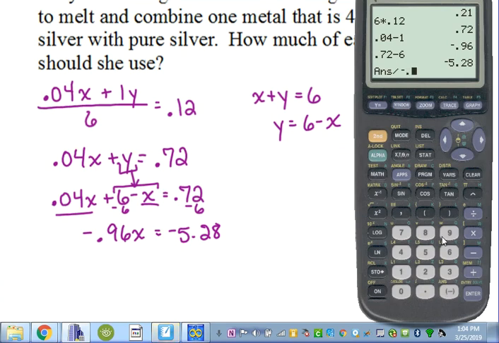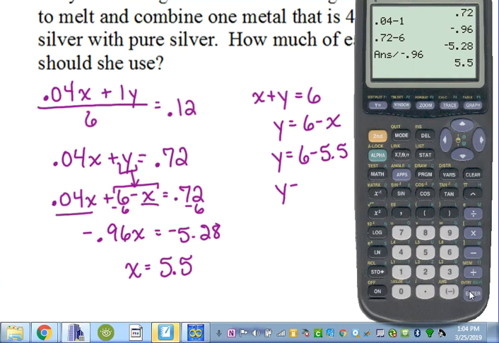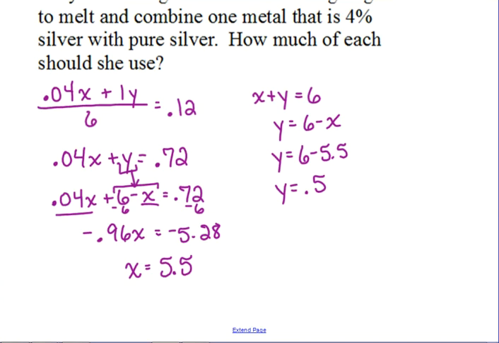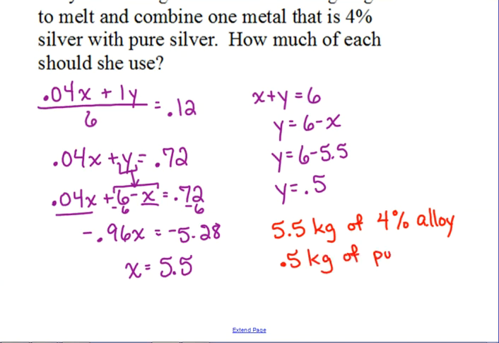And then divide by the negative 0.96. So 5.5 is my x. So that means that my y is 0.5. And I just need to go back to my original problem and notice that x was being multiplied by the 0.04. So I need 5.5 kilograms of the 4% alloy and half a kilogram of the pure silver.